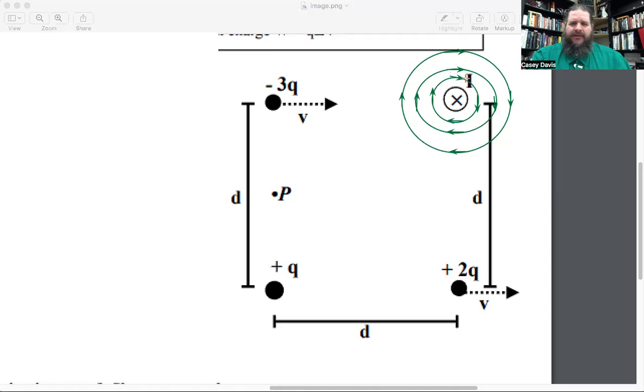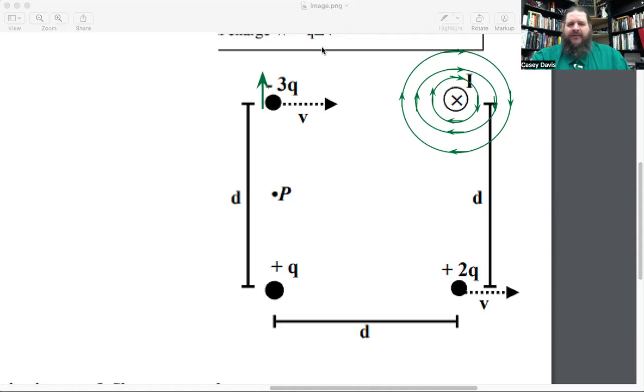So that's what the magnetic field lines would look like in the region around the wire. And if we care about the effect this has on a particular test object, like let's say, for example, this -3Q charge over here, at this location, what's the direction of the magnetic field caused by the source current? Is it pointing up? Yeah, it should be straight up.